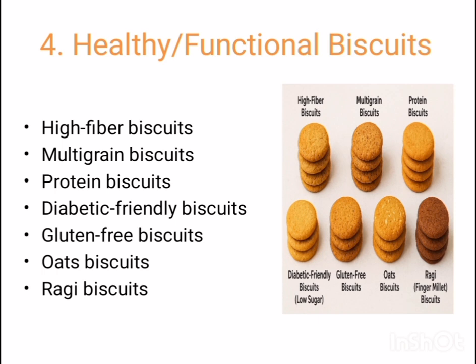Next is diabetic friendly biscuits. So diabetic friendly means it does not contain sugar. It contains only artificial sweeteners like saccharin, aspartame, and so on. Next is gluten free biscuits. So gluten free means it is without wheat flour, or it does not contain gluten in the biscuit flour.